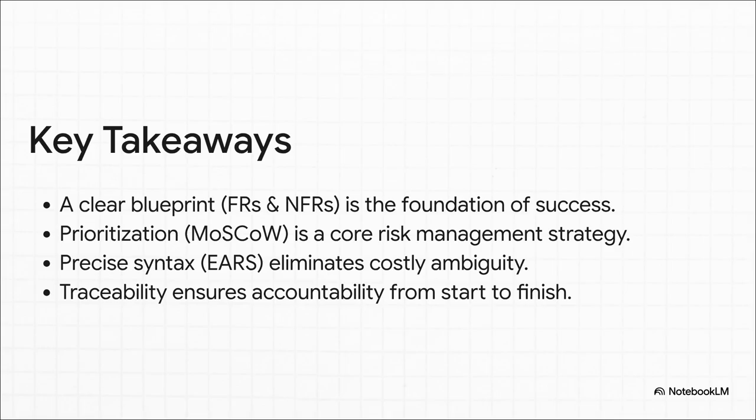So to wrap it all up, what's the bottom line? First, great software starts with a great blueprint, and that means having both functional and non-functional requirements. Second, prioritizing with a tool like Moscow isn't just about making a list, it's about managing risk. Third, using precise language like the EARS template saves you from a world of confusion. And finally, traceability is the glue that holds it all together and ensures everyone is accountable.